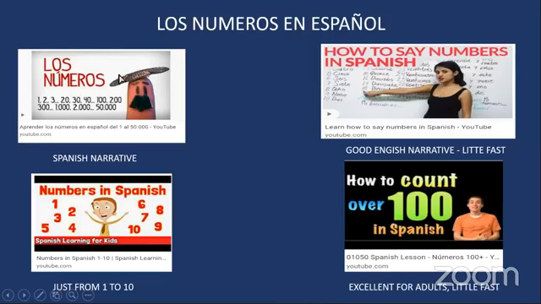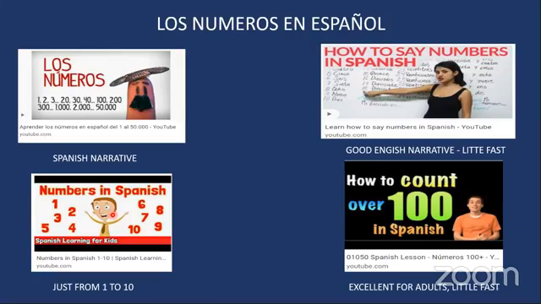The problem with this one here is that they have a lot of Spanish narrative, so there are going to be moments when you feel completely lost. The lower left-hand side here is also for children. If you are completely new to the language, this could be great for you. I like it because it has a lot of pronunciation and visual activities. It's for kids and for adults, but just go from 1 to 10.